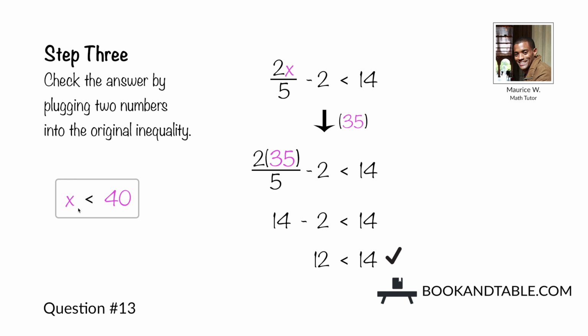Now we want to plug in 40 to show that 40 would not work. 2 times 40 is 80. 80 divided by 5 would give you 16. 16 minus 2 gives you 14, leaving you with the false statement, 14 is less than 14. That would not be true. So the answer to question 13 is x is less than 40.